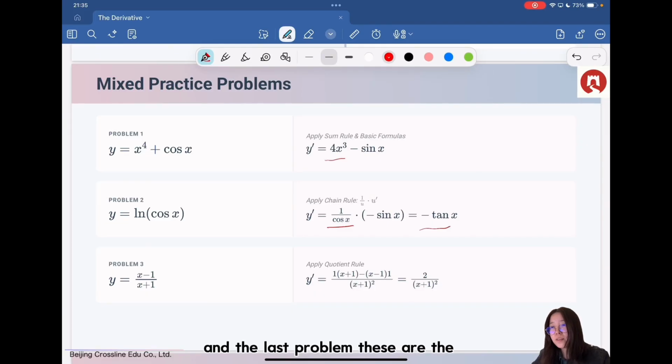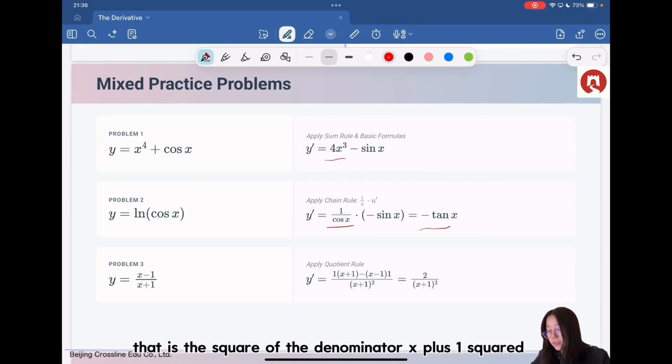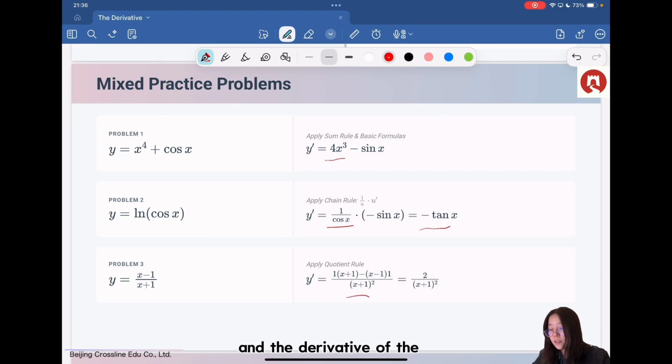And the last problem, these are the two functions dividing each other. So we use the quotient rule. That is the square of the denominator, x plus 1 squared. And the derivative of the numerator is 1, and not changing the denominator, x plus 1, minus changing the numerator, x minus 1, times the derivative of the denominator, 1. So we got 2 over x plus 1 squared.